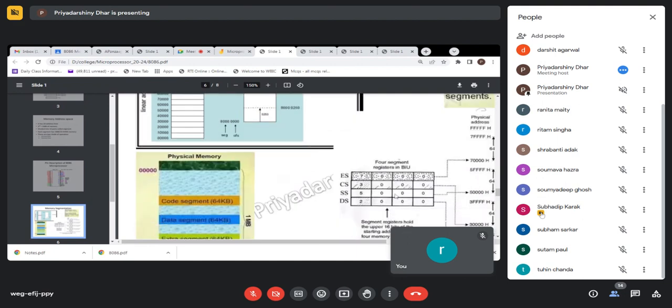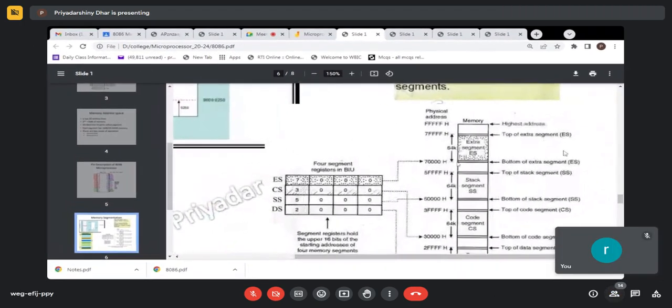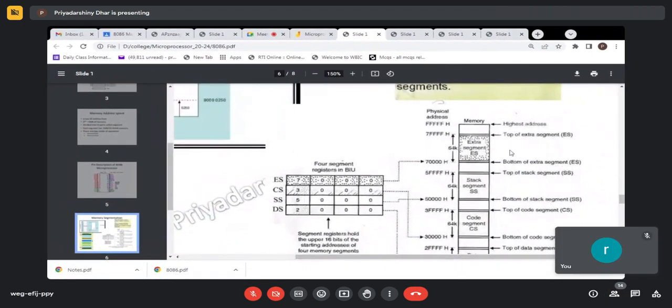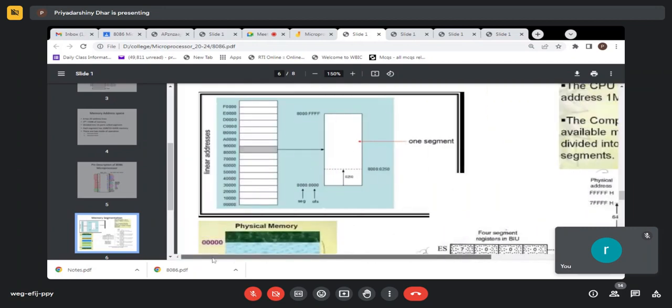Now, one more thing. Suppose, for example, if I consider D followed by four zeros: the segment's starting physical address starts at D0000. Write down D0000. This is the physical address.